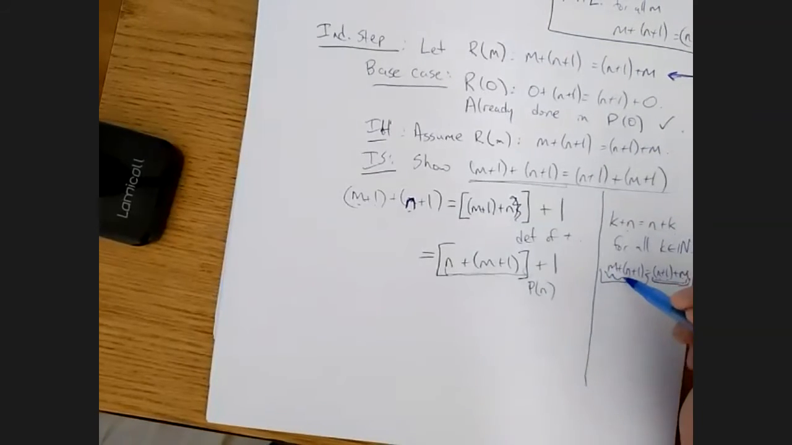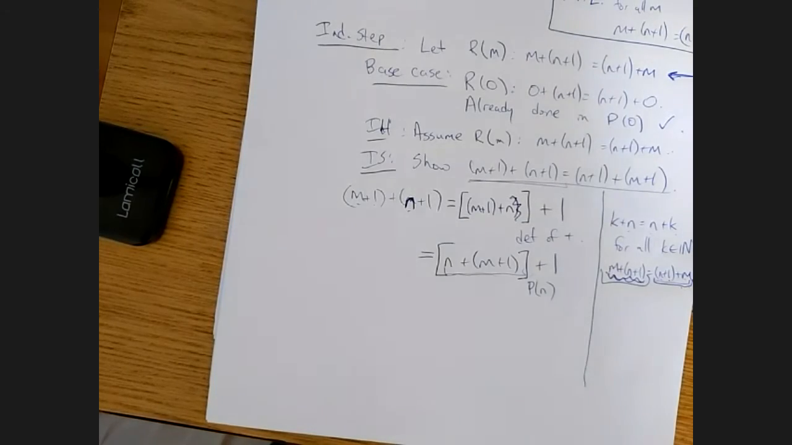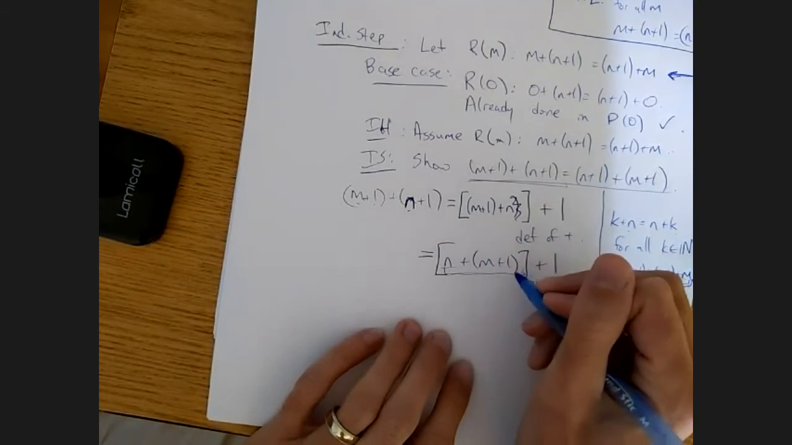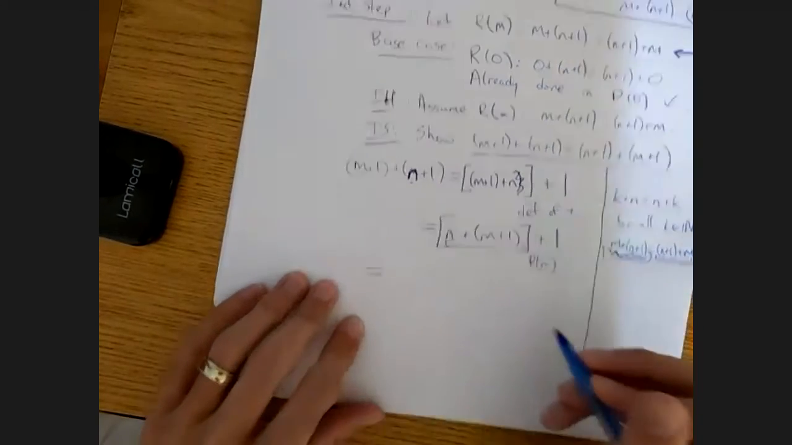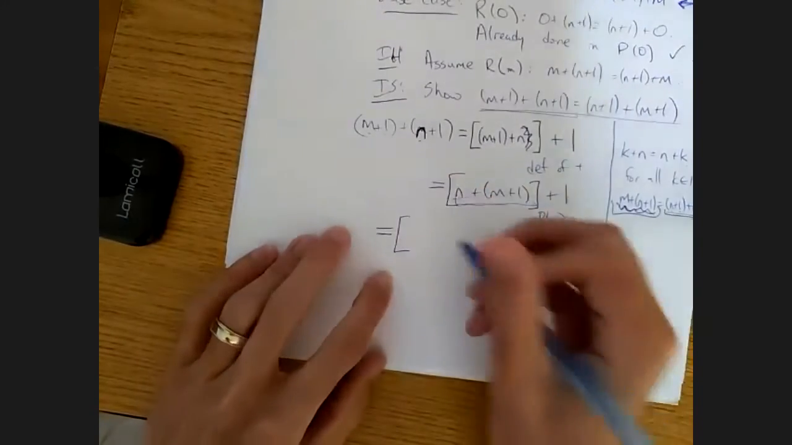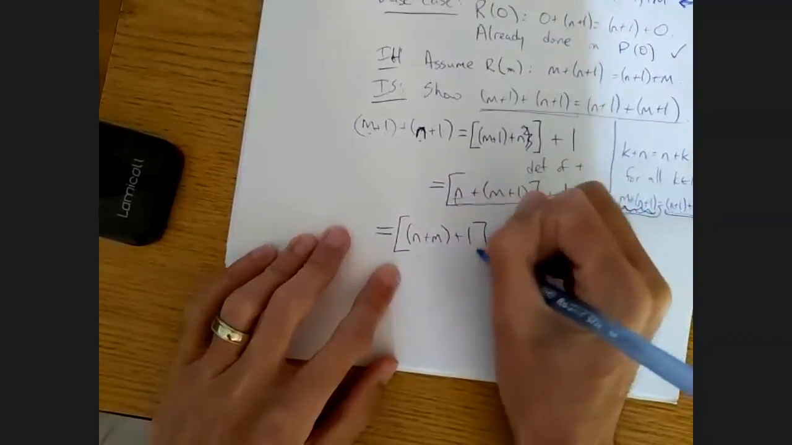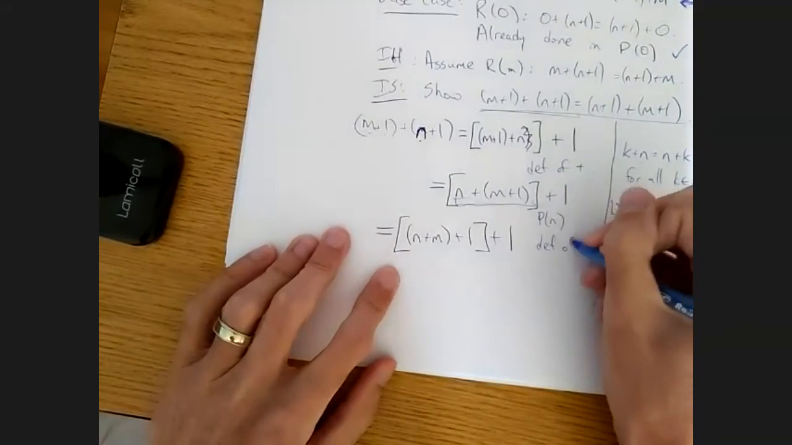So my next goal is to get here. How do we get there? Well, luckily, we can use the definition of addition again. This is n plus something plus 1, so we can remove the plus 1. So this is just n plus m plus 1, and then add 1 to that. That's the definition of addition.